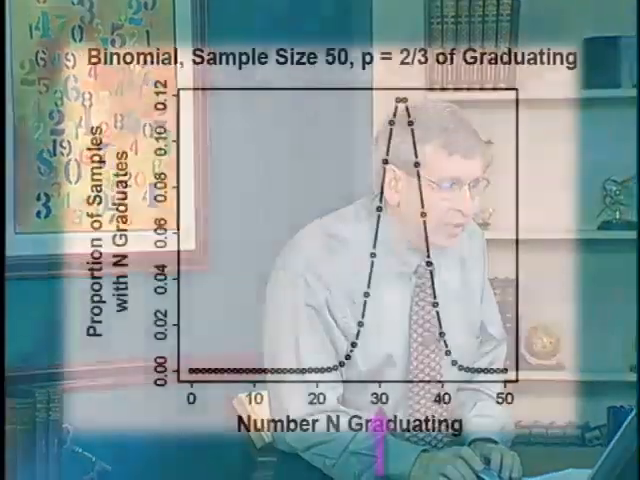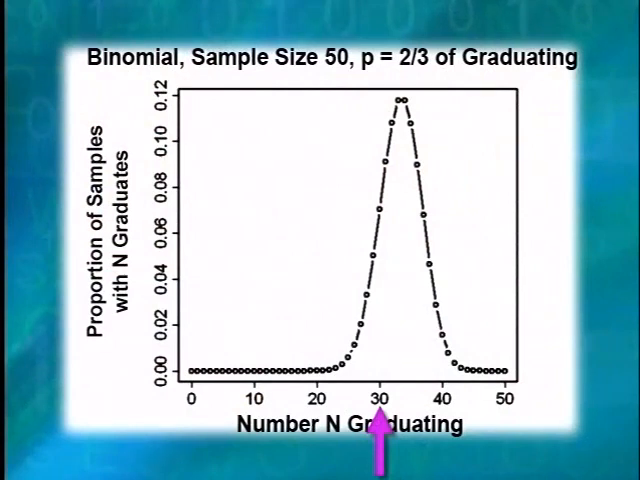So instead of that, we measure what proportion of all of these groups of 50 have exactly 30 graduates in them. So if we take 30 and we go straight up, I think it's this one here, it shows us that about 7% of the groups of 50, of all possible groups of 50, have exactly 30 graduates in them.